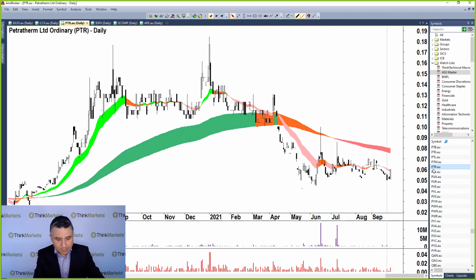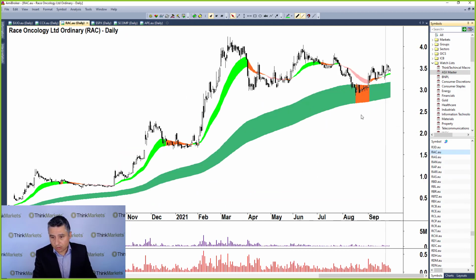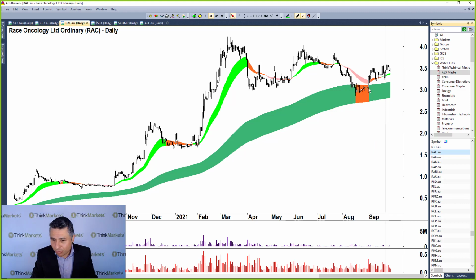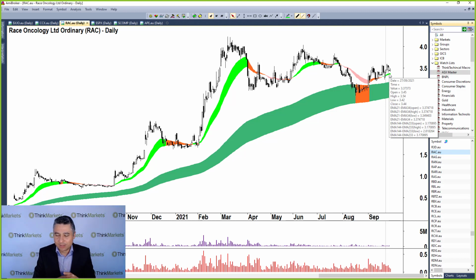We've got RAC, which looks pretty good. Race Oncology, it's holding. I think it's holding here pretty well. We talked about dirty price action, and that's dirty price action right there. So, yes, it's bounced out of this long-term support zone, and that's a big tick. But it's not exactly setting the world on fire. But the market hasn't been great either.